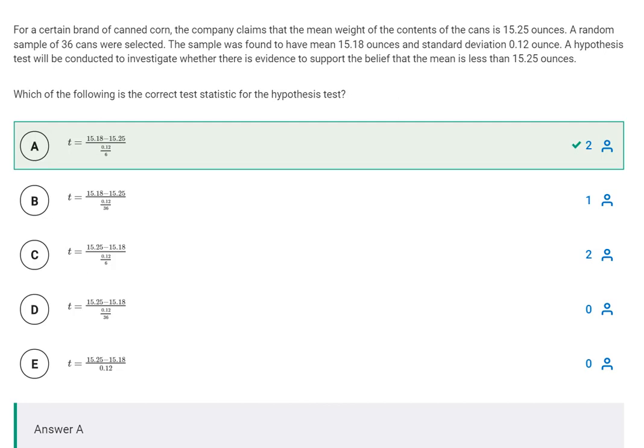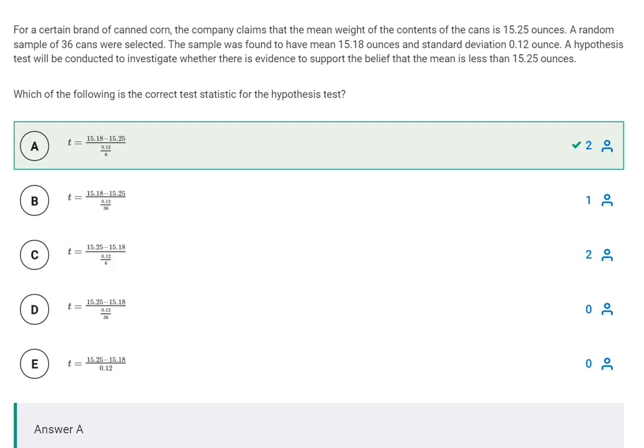For a certain brand of canned corn, the company claims that the mean weight of the contents of the cans is 15.25 ounces. A random sample of 36 cans were selected. The sample was found to have a mean of 15.8 ounces and a standard deviation of 0.12. A hypothesis test will be conducted, etc.